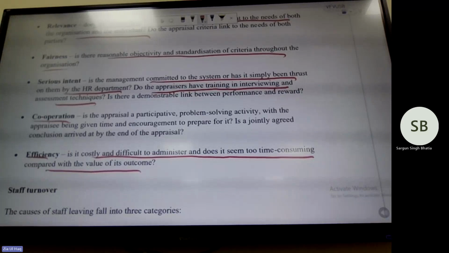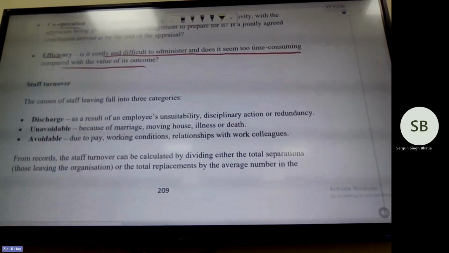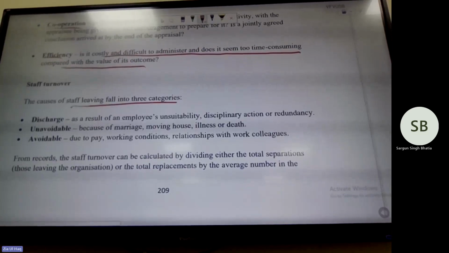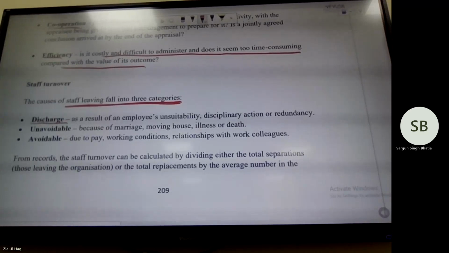What is staff turnover? Frequent in and out of staff is called staff turnover. And there are three categories of staff turnover, meaning staff leave the organization due to three reasons. Discharge. Discharge means management has dismissed the employees. Why? He was not working properly. Or due to survival of the business, if you are cutting staff, you have made staff redundant, that will be called discharge staff turnover.